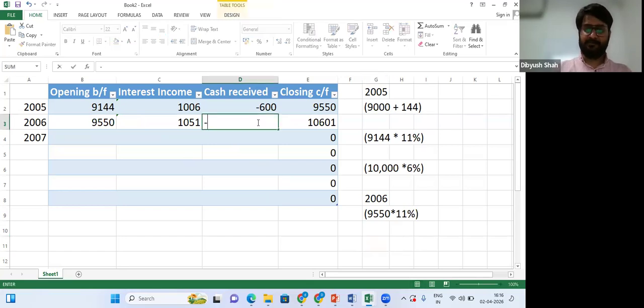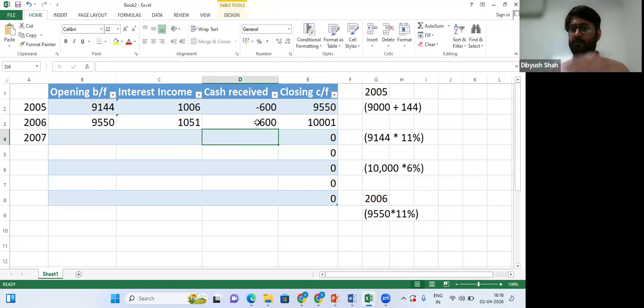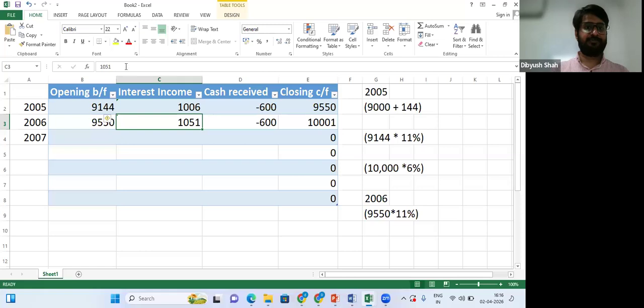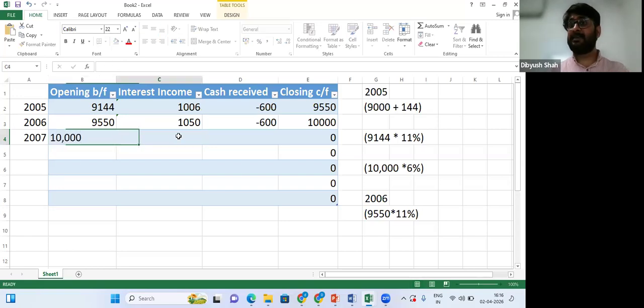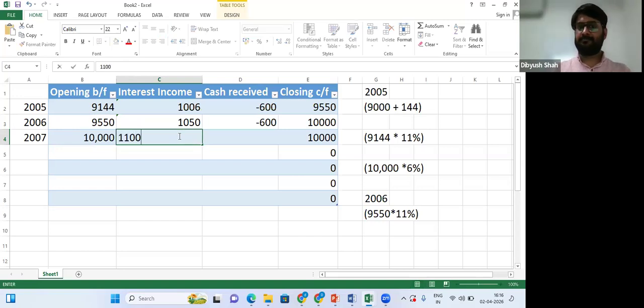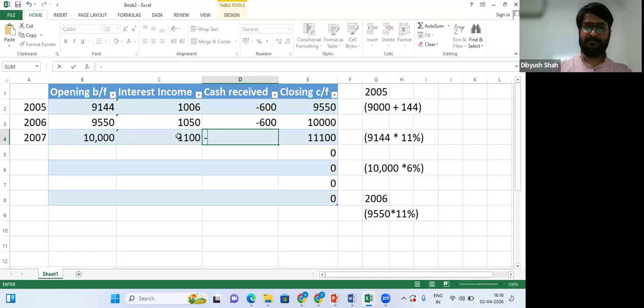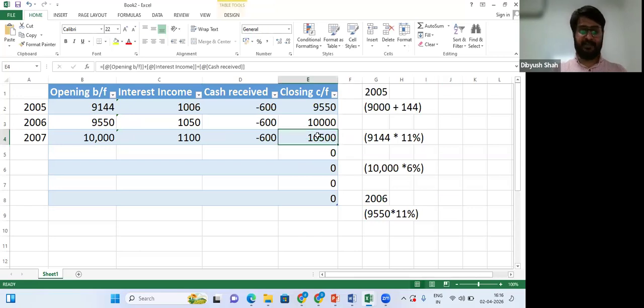Minus again the same 600. See, it's automatically taking the formula, 10,000. Ideally, it should be 10,000. I'll explain the rounding off. Next year, opening balance again 10,000. What will be interest income? Yes, 10,000 into 11%, that is 1,100. Minus again, every time the same 600. Now see, you have the table complete, 10,500, which is the maturity value that you have to pay.